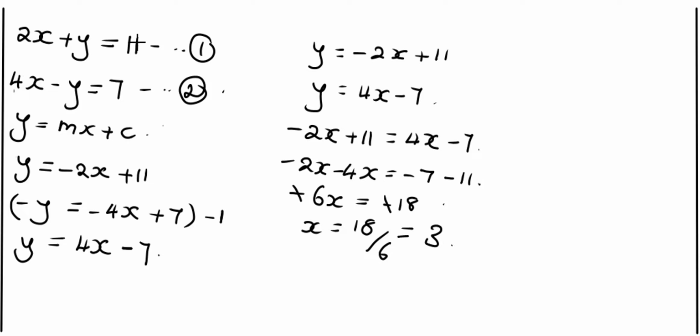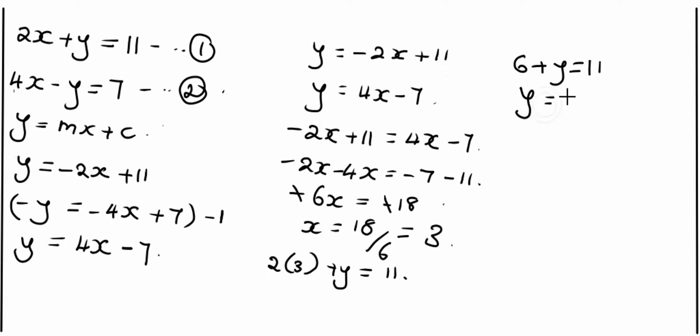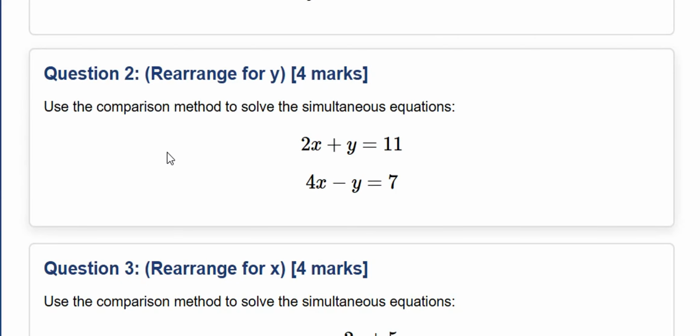And you know 2x plus y is 11. So it will be 2 into 3, because we know x is 3, plus y is equals to 11, like that. Then if I come here, I can say 2 multiplied by 3 is 6, plus y is equals to 11. So y is equals to 11 minus 6, and y is equals to 5. So our final answers will be x is equals to 3, y is equals to 5. That's how we apply that method of comparison.